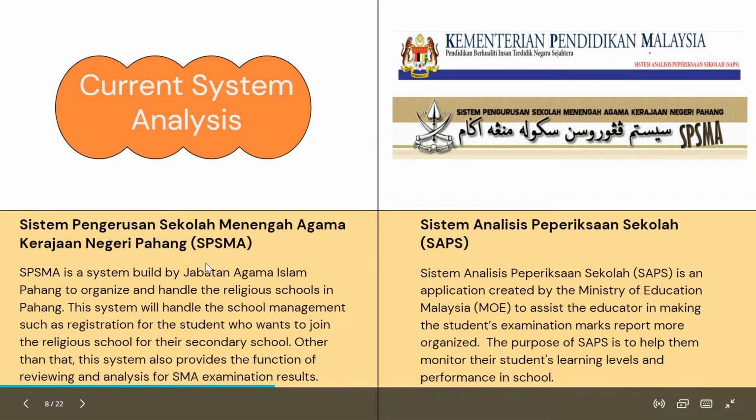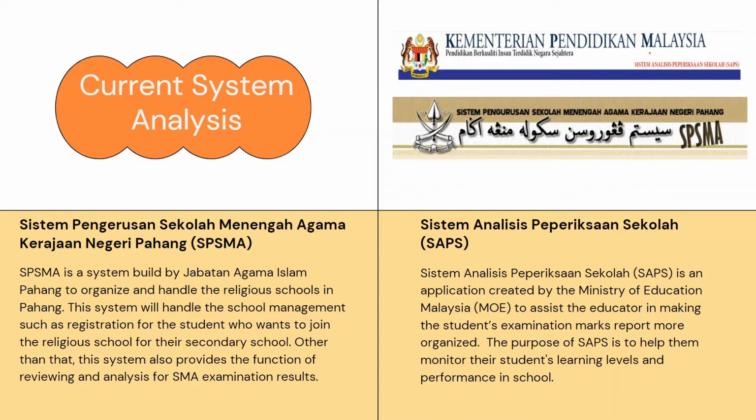Next is the current system analysis. So the first existing system that I found is the system pengurusan sekolah agama menengah agama kerajaan negeri Pahang. The system has been built by the Jabatan Agama Islam Pahang to handle the school management of the religious type schools in Pahang. The system has functions such as registration, and also provides reviewing and analysis for the Sijil Menengah Agama examination results.